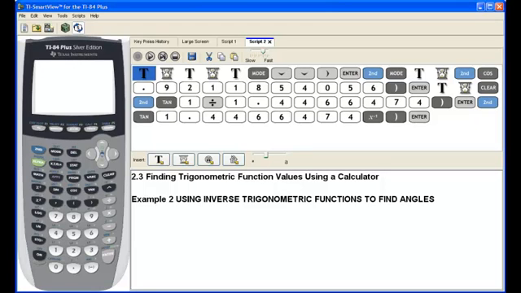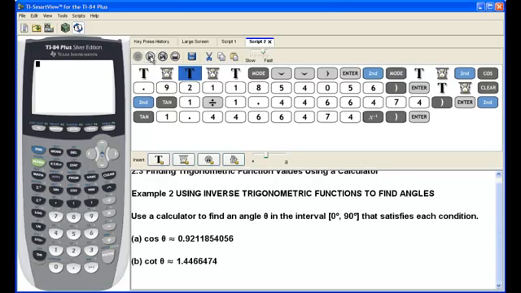Hello, this is example 2 from section 2.3 using inverse trigonometric functions to find angles. For this example, you're going to use a calculator to find an angle theta in the interval from 0 to 90 degrees that satisfies each condition. In part A, the condition is that cosine of theta is approximately 0.92. And in part B, the condition is that cotangent of theta is approximately 1.45.